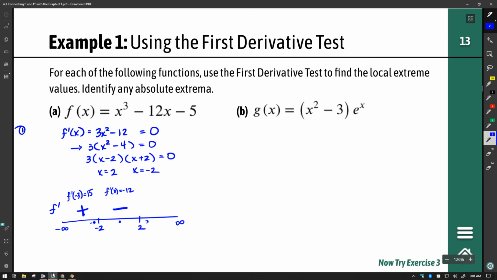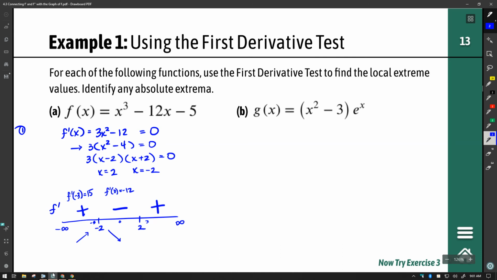So I'm going to plug 3 into the function. I'm going to get 15 again. So the sign of f prime is positive. So what does that mean? Well, when f prime is positive to the left of negative 2 and negative to the right of negative 2, the graph rises to the left and falls to the right.